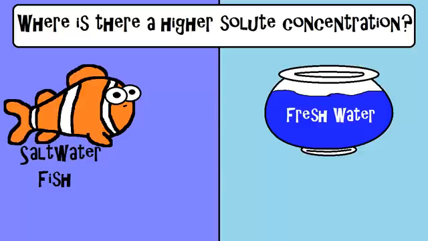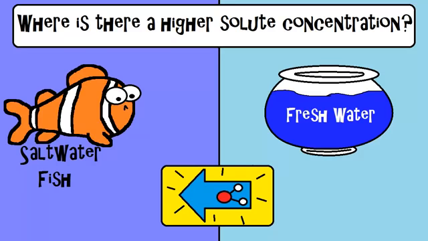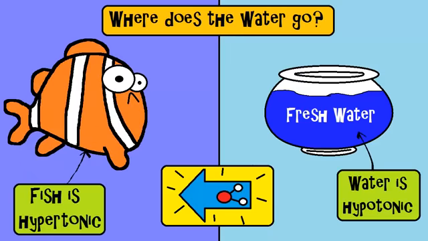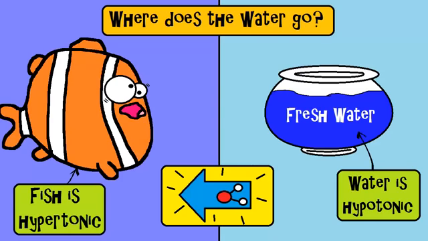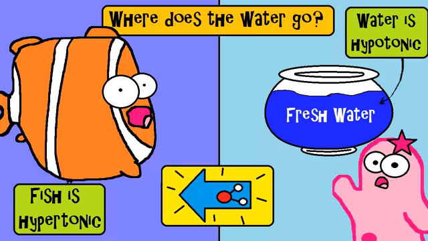Okay, first ask yourself, where is there a higher solute concentration? In the saltwater fish cells or in the fresh water that you just placed this fish in? Definitely in the saltwater fish cells. So where does the water go? It's going to go to the area where there's a greater solute concentration, the hypertonic side. So it's going to go into that poor fish. If you don't rescue it soon, the cells would actually start swelling if you looked at them under a microscope. Eventually, this fish could die.